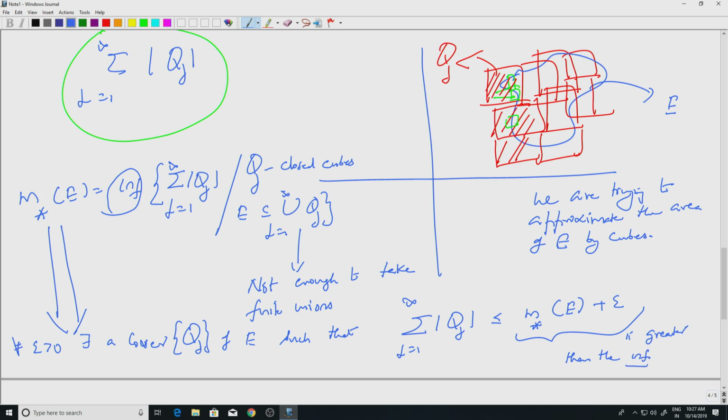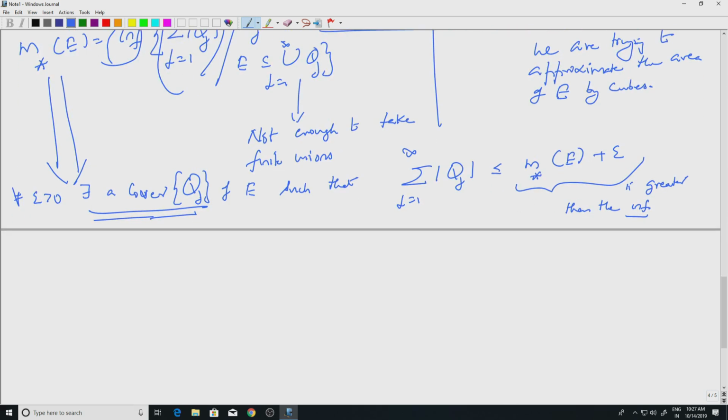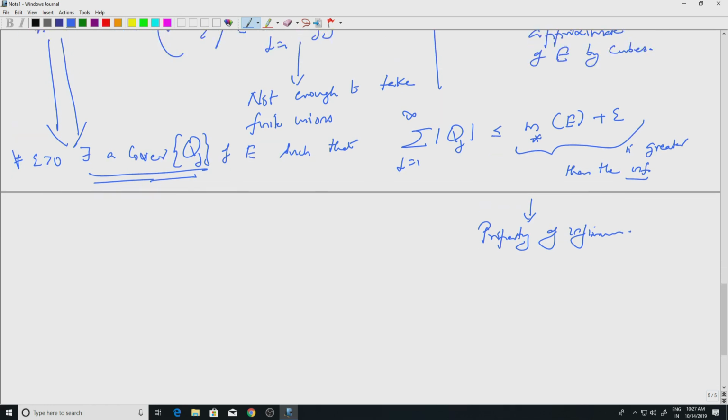So, there is a number in the collection we are looking at, right. In this collection there is a number which would be less than or equal to m star of E plus epsilon, which gives us this cover Qj. This is simply the property of infimum, right. This is something which we will use all the time. Okay, keep that in mind.